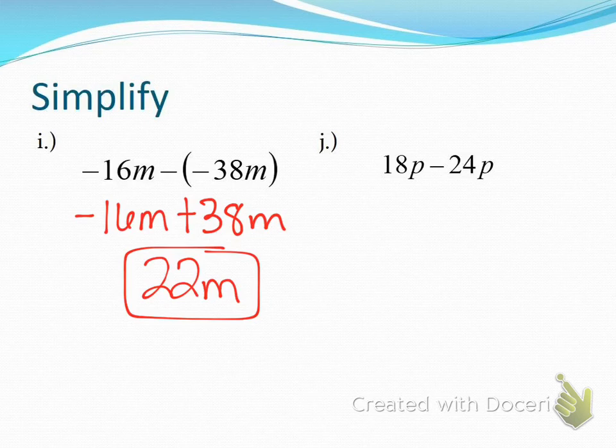Letter J, do we have like terms? Yes, we sure do. So we can just take 18 minus 24. Make sure you're reading it left to right so that you get your signs right. All right, so what do we get when we take 18 minus 24? Negative 6p. Good. Make sure you're going from left to right.